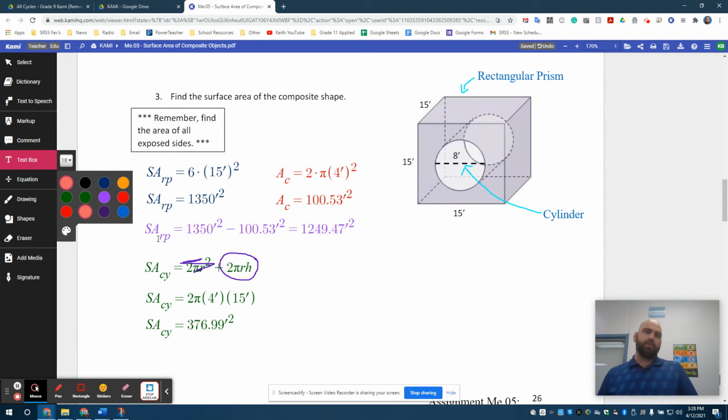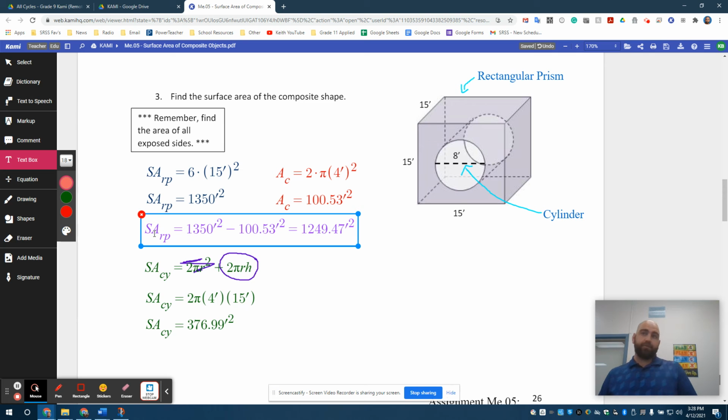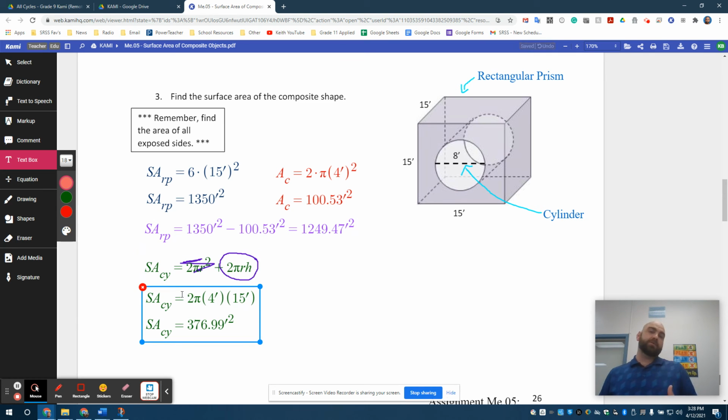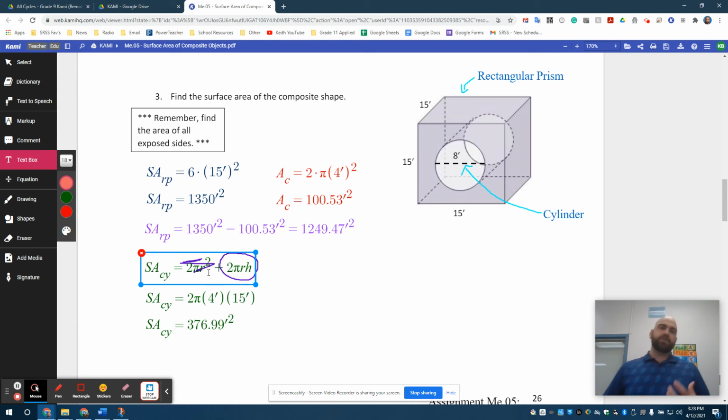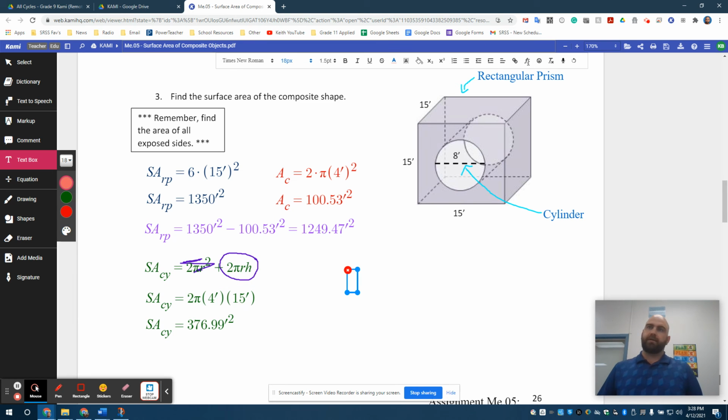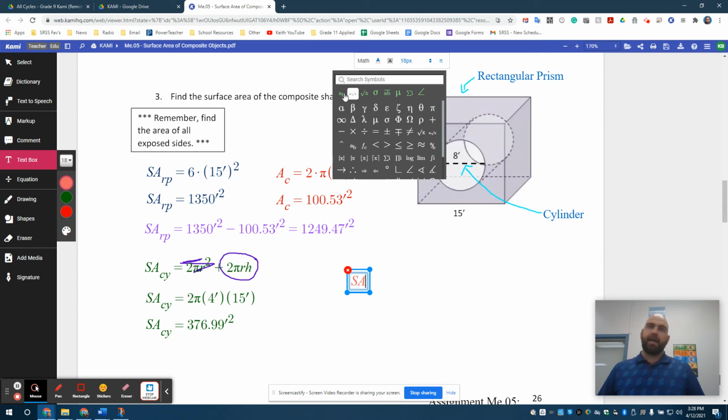All right, so now we know what our rectangular prism area was because we subtracted the circles off. We know what our cylinder's surface area is because we didn't even include the top and bottom of it. We just got the inside piece. And now we're going to find our total surface area. We do that by adding them all together.